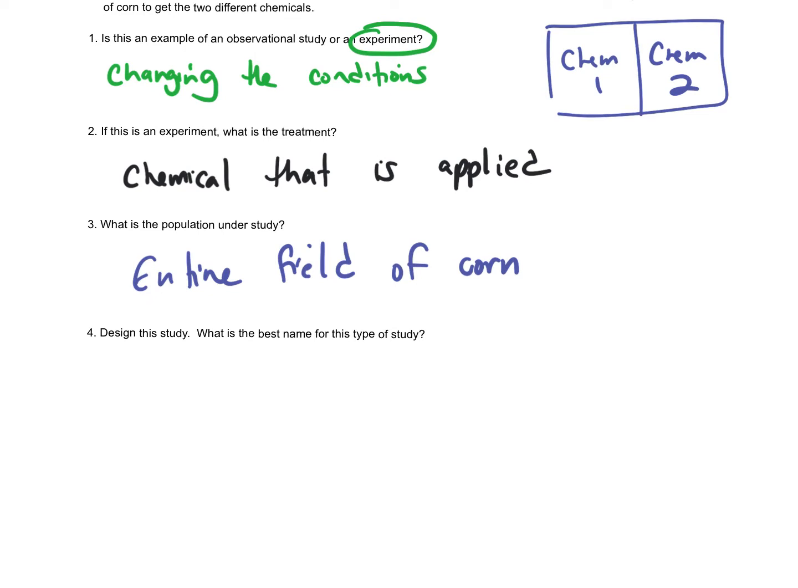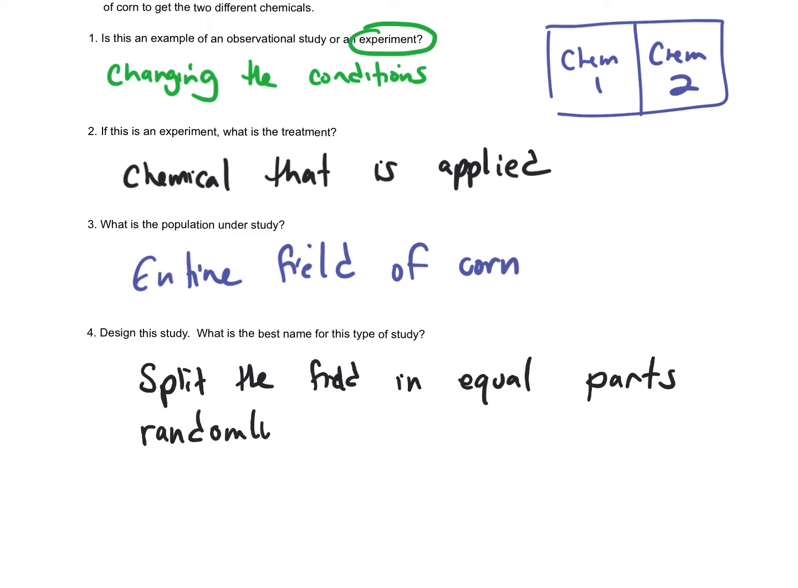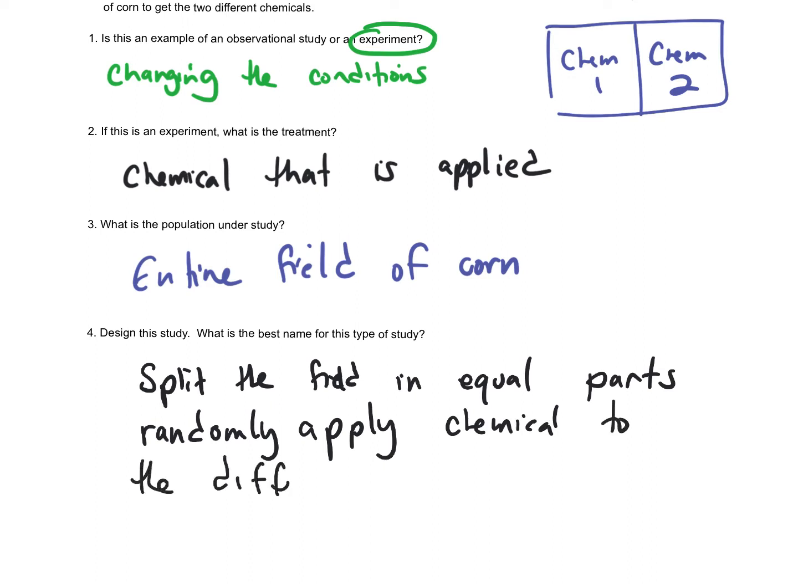So if I was going to design this, the big thing is, just remember, we are going to split the field into equal parts. So we're going to kind of split it into equal parts, however. And so once we split it into equal parts, we will randomly apply the chemical to the different parts. Now, so we're going to split it up, whatever sections you want to do. So I'm going to split into equal parts. I'm going to randomly apply the different chemicals to these different parts.